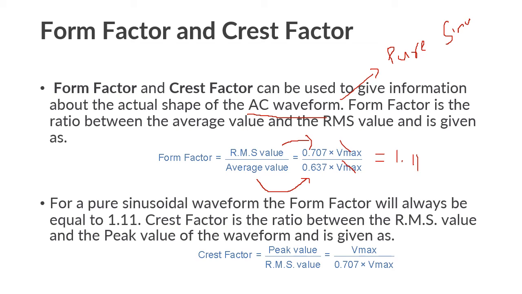Likewise, for all the pure sinusoidal waveform, the crest factor will be here. For the peak value we can substitute V maximum. For the RMS value we can write 0.707 into Vmax. Then here Vmax will be cancelled. Here that will be equal to 1 over 0.707. So if you solve that, we will get the value 1.414. So this is the value for the crest factor of pure sinusoidal waveform. This one is also constant.